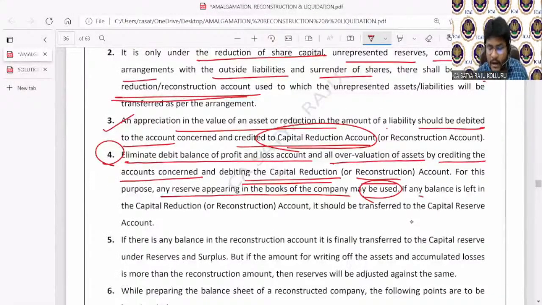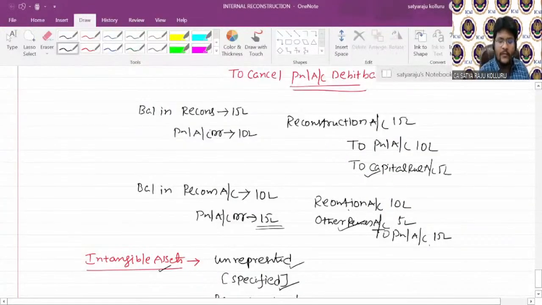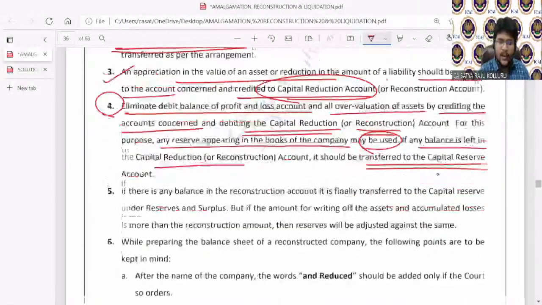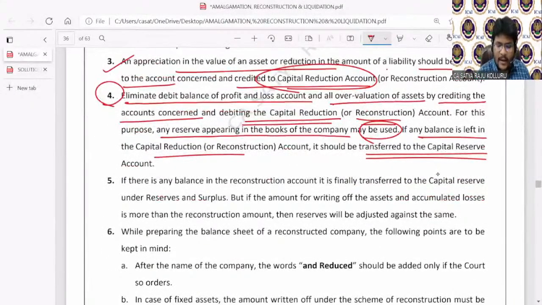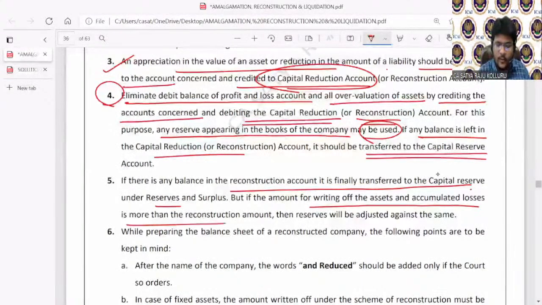If any balance is left in the capital reduction or reconstruction account, it should be transferred to capital reserve account. In the first case, if you check, an excess balance is there in the reconstruction account, and the excess balance can be transferred to capital reserve. If there is any balance in reconstruction account, it is finally transferred to the capital reserve under reserves and surplus. But if the amount for writing off the assets and accumulated losses is more than the reconstruction account, then reserves will be adjusted against the same.